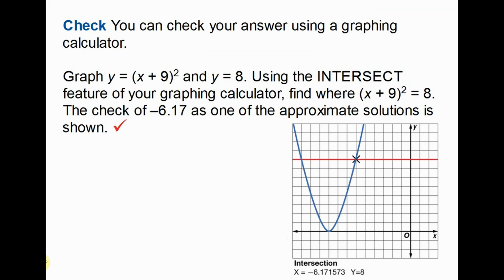And you can double check your answer using a graphing calculator. Graph y is equal to (x plus 9) squared and y is equal to 8 and see where they're intersecting. On my graph right here, the blue line is your (x plus 9) squared, where the red line is representing y is equal to 8. They look like they're intersecting at 2 points. One is right here, about negative 6.17, and this point right here is about negative 11.82. So that's how I can check that this is still my solution.